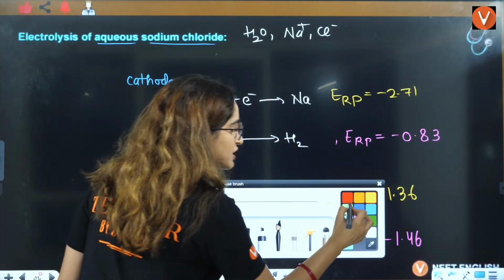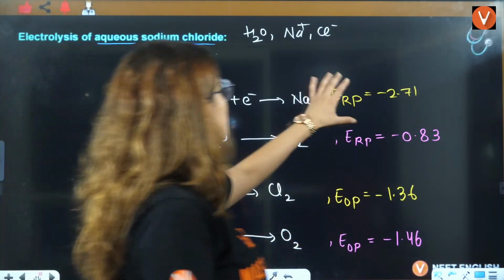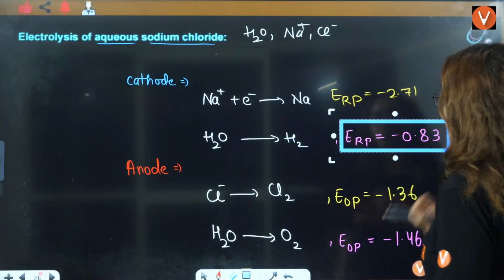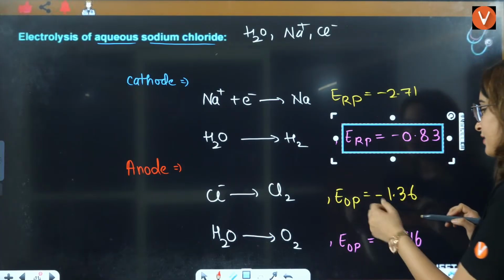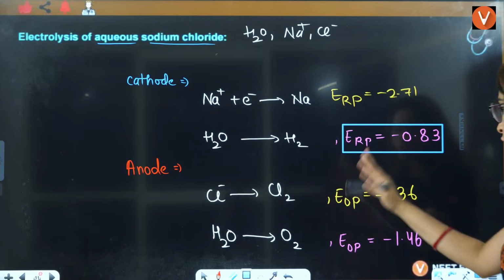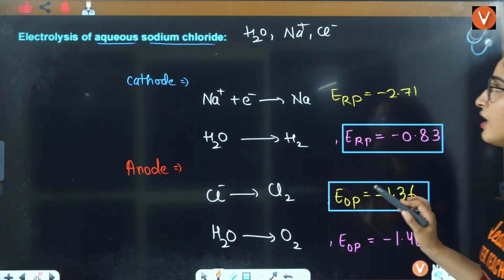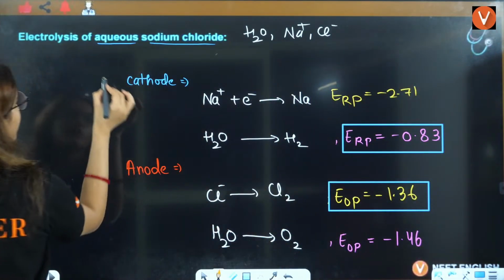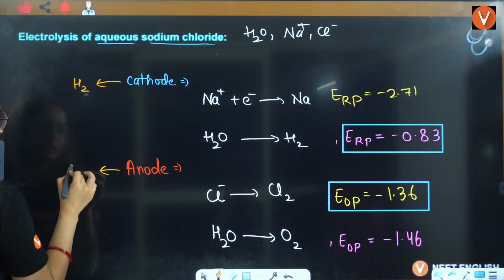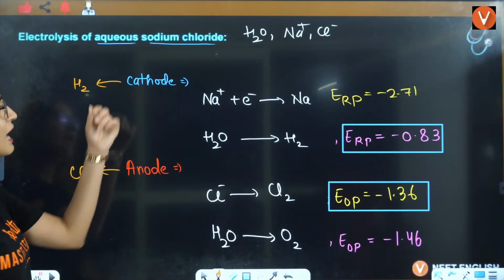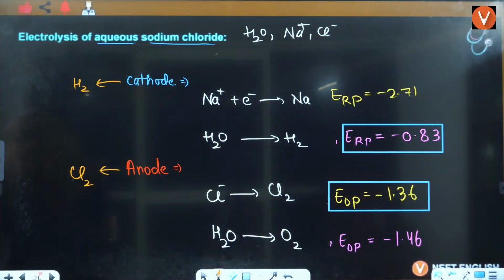Now tell me which value is bigger. Which has more reduction potential? This one has more reduction potential, isn't it? This is on the positive side of the number line. What about these two? This is on the more negative side. This one has more oxidation potential, and that is the reason you will always say in aqueous sodium chloride, at the cathode you will have the formation of H2 and at the anode you will have the formation of Cl2. This is the answer.